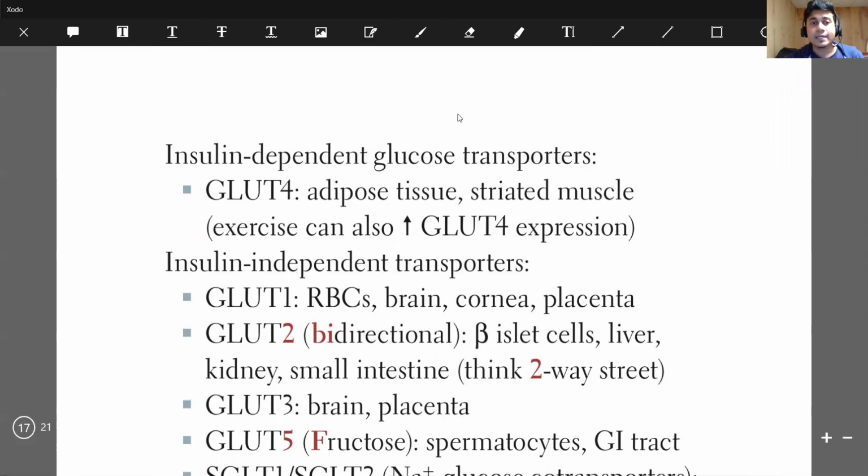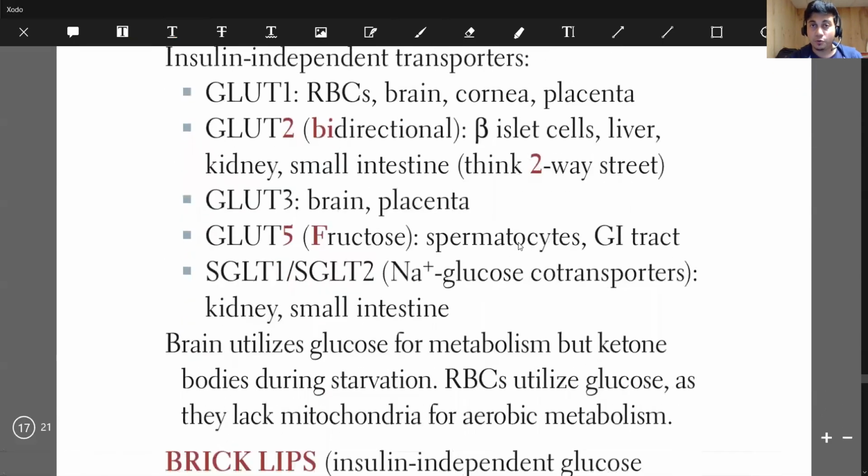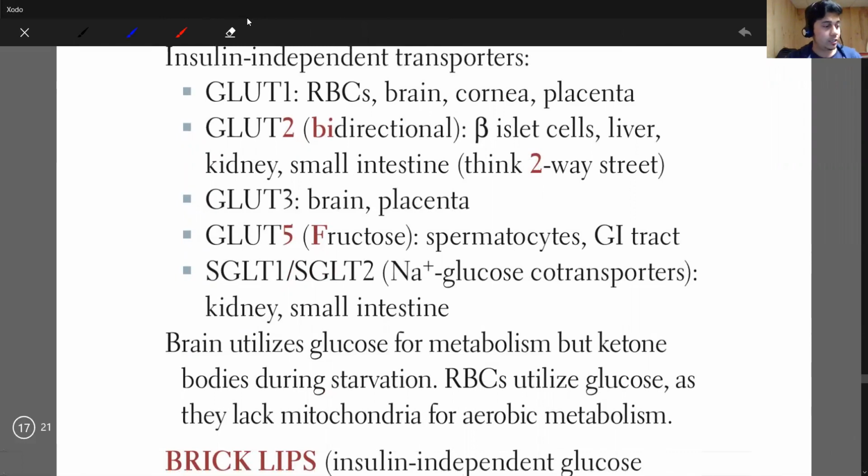All right. Next is insulin independent transporters. That means these transporters don't need insulin to be expressed. Like the GLUT1 transporter present in RBCs, brain, cornea, placenta. GLUT2 is very important. It's a bidirectional transporter. What does it mean, bidirectional? It can go both ways, right?